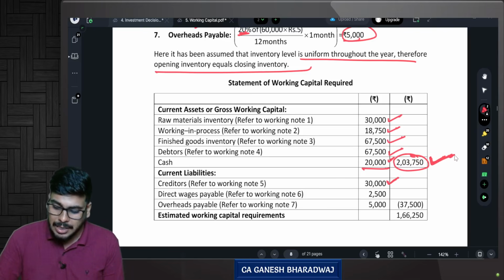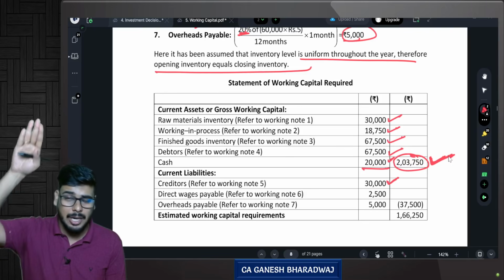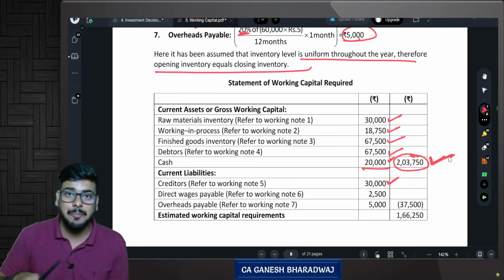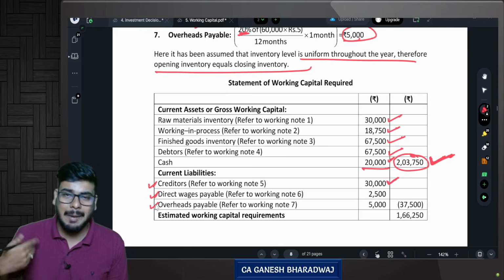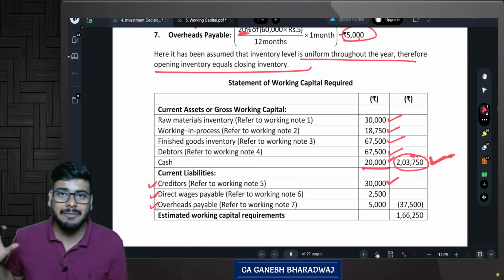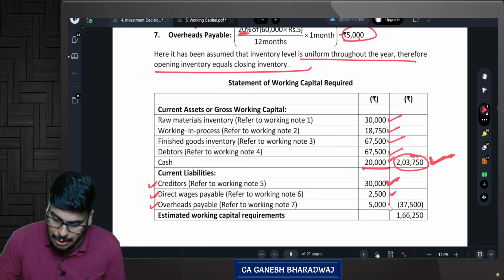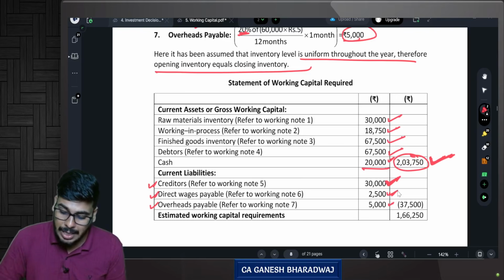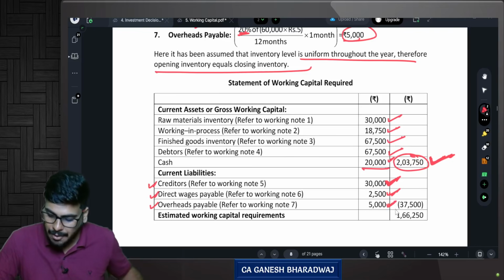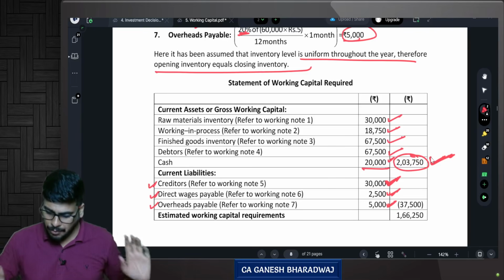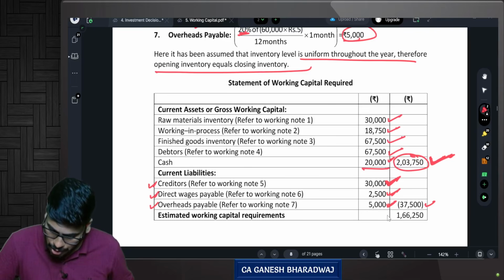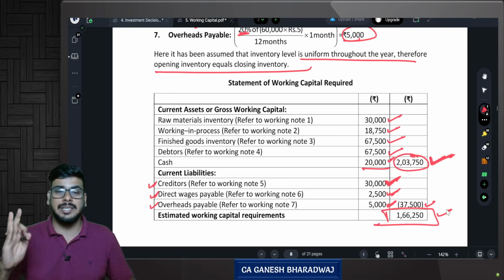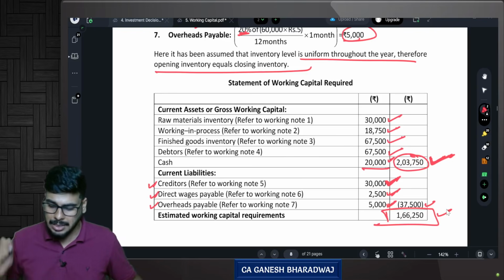So from this, I have this gross, sorry, your current assets, your gross working capital has been computed by not taking into account any of these cushions that I have, correct? I'm assuming that the entire payment is being made as and when it is required. But from this, I am now reducing whatever credit period that I can avail. So creditors 30,000 rupees, outstanding wages 2,500, outstanding overheads 5,000. So out of this 2,03,750, the current liabilities itself is funding me to the extent of 37,500. So now I need to introduce 1,66,250 rupees into my business. Are you clear with this?